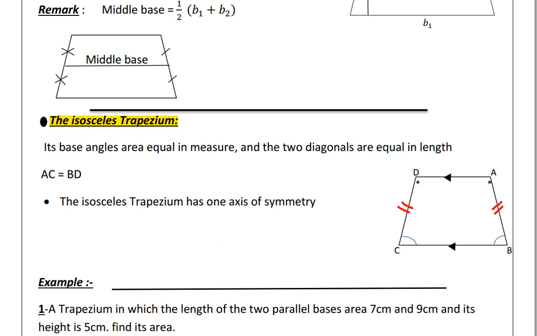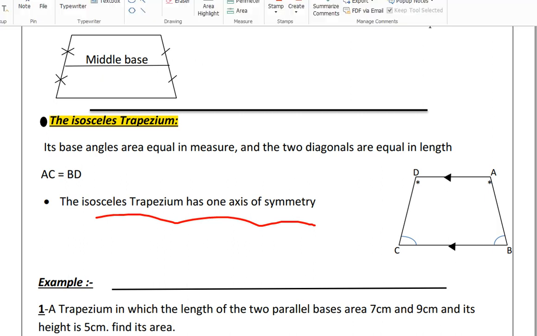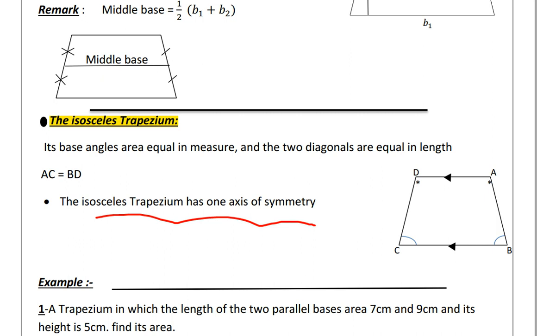But isosceles trapezium has another property. These two sides, as you see here, are equal in length, and these two angles, the measure of angle B equals the measure of angle C, and the measure of angle A equals the measure of angle D. Okay, so these are the properties of the isosceles trapezium. And it also has one axis of symmetry, which, as you know, is the straight line that divides the figure into two congruent figures. Like this one, this is the axis of symmetry of the isosceles trapezium.